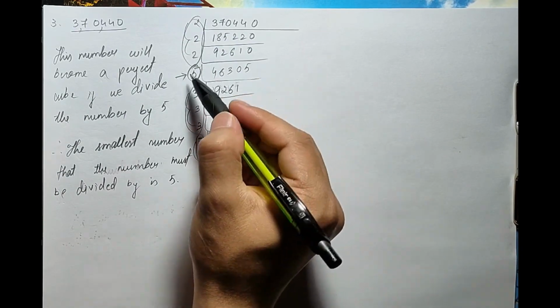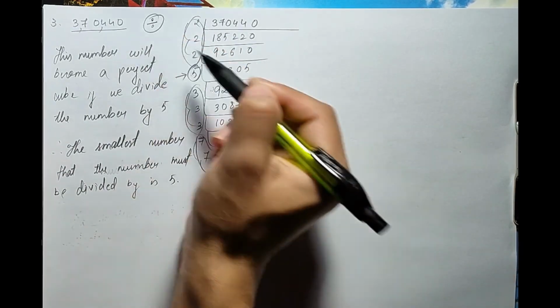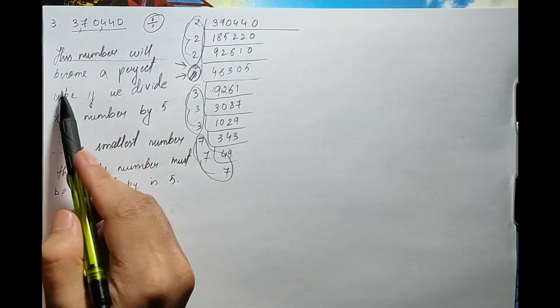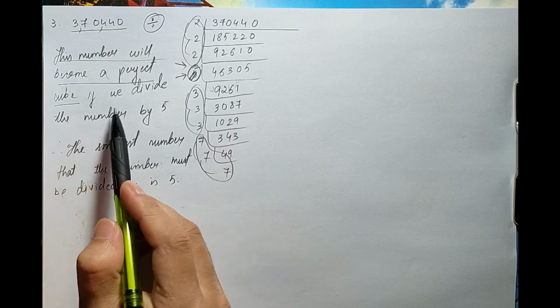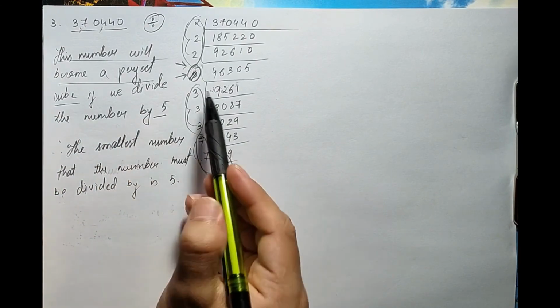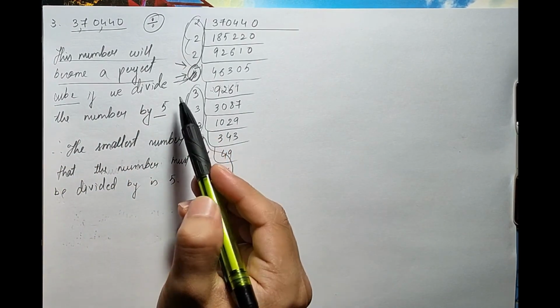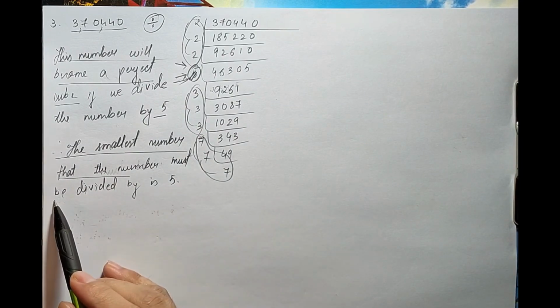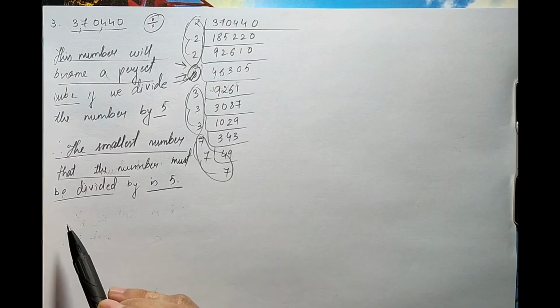Now since here we have to divide, that means we'll have to remove. So it is better to remove this 5. This number will become a perfect cube if we divide the number by 5, because if you divide the number by 5, this 5 will disappear. Therefore the smallest number that the number must be divided by is 5.